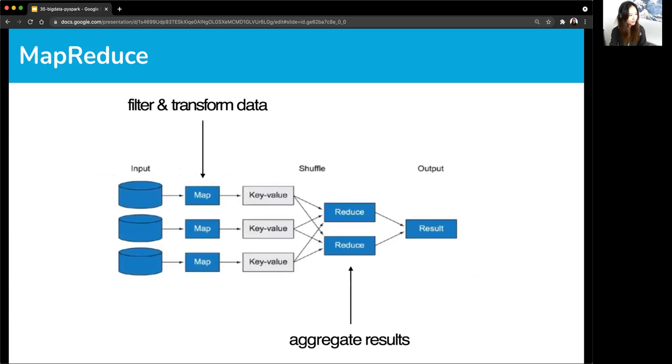Okay, so just visually, another example of MapReduce. If you have all of your inputs, and your inputs are in this case split across 3 different systems, you can also have your data saved across multiple systems. You are filtering and transforming your data over here. Let's say you have some key value pairs, you're going to reduce it and get some result.